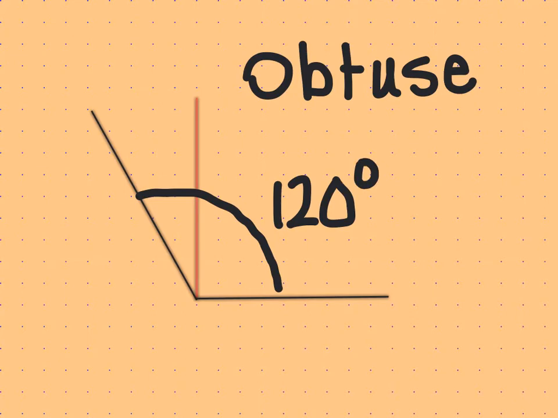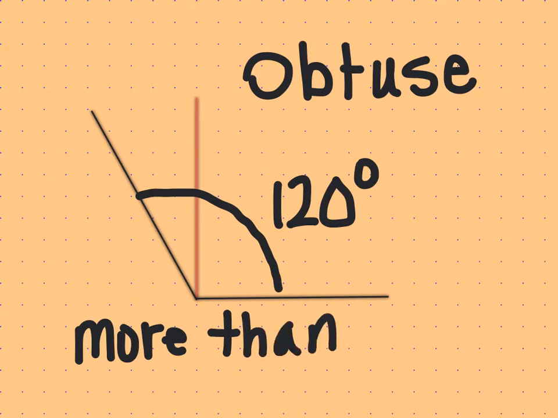I can be more precise when I use my protractor. So an obtuse angle is more than 90 degrees. Let me write that for you.